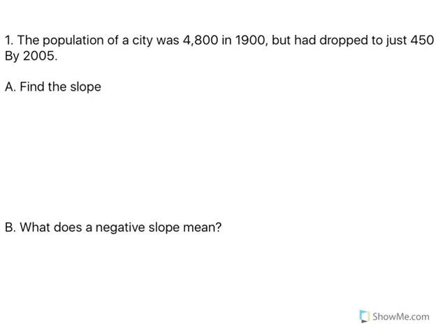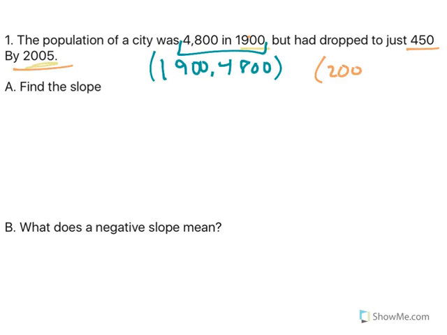And when we're thinking about what's x and what's y, because it does matter, generally the x is the independent variable. Usually, if you're graphing, it goes across the horizontal axis. And that is generally time. So because we have years, those would generally be the independent variable. So my first ordered pair would be 1900, 4,800. And my second ordered pair would be 2005, 450.